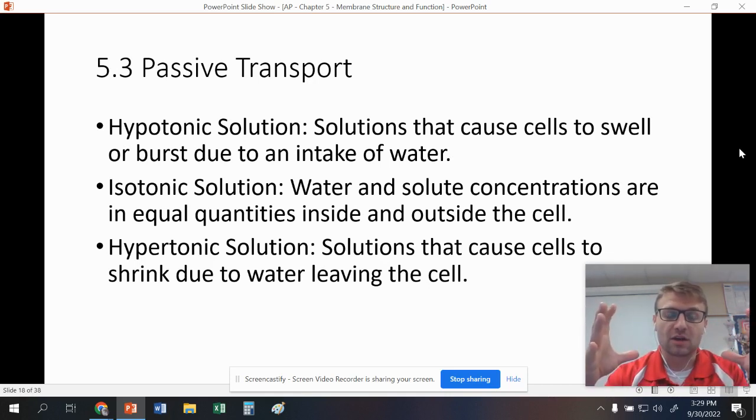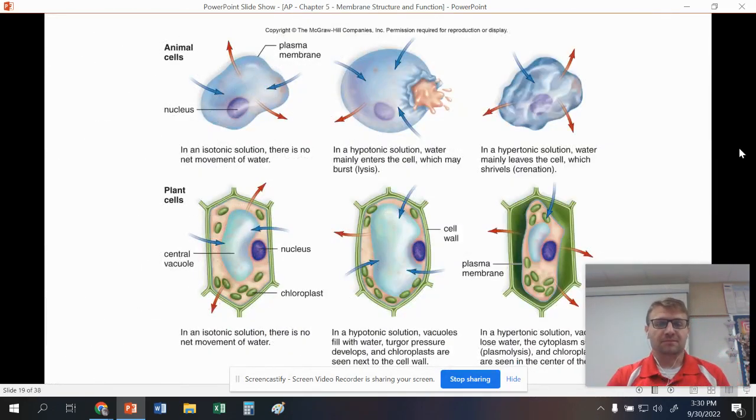So these are when the concentrations on the inside, we're talking about water, are higher than the outside, so the water moves out of the cell. So again, we're leaving the cell. It's hypertonic, so it's going to shrink. Let me show you what that looks like.